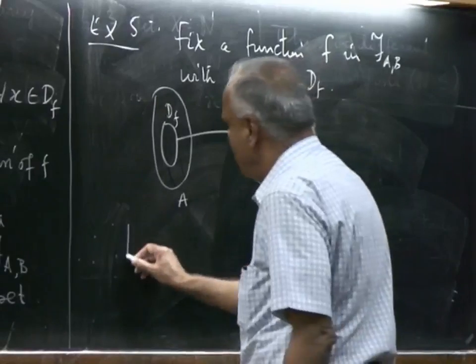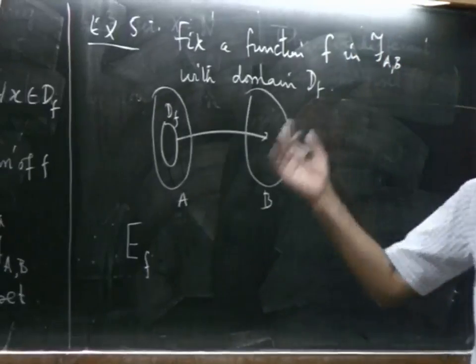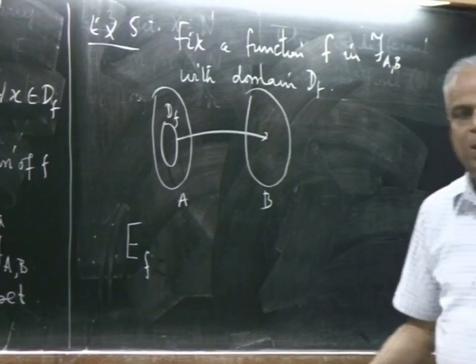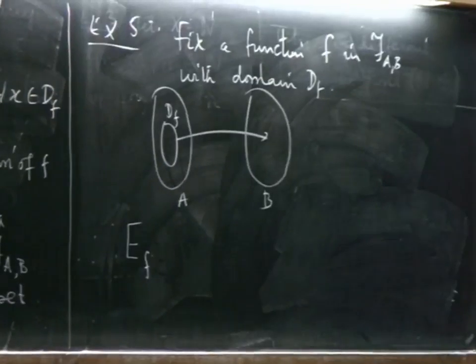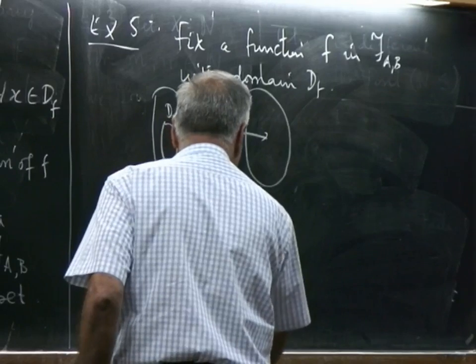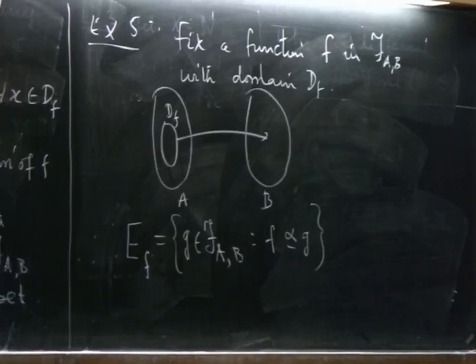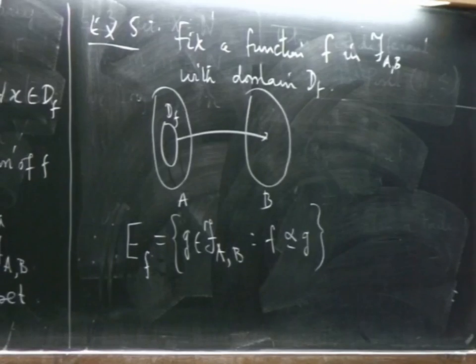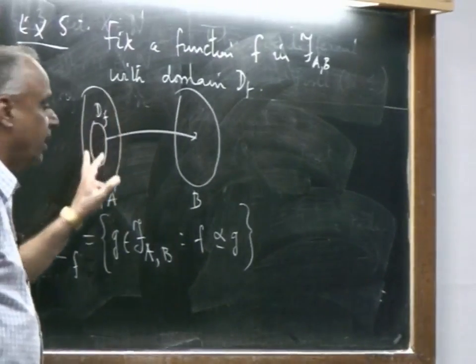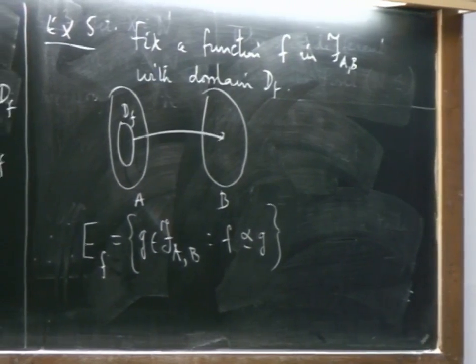Now, I am going to look at a set EF, all possible extensions of F. That is all those G such that F is related to G. So, this is the set of all G in FAB such that F is related to G, which means G is an extension of F. In other words, I am looking at all functions which are defined on sets bigger than or equal to DF, and on the part DF are the same as the old value F.